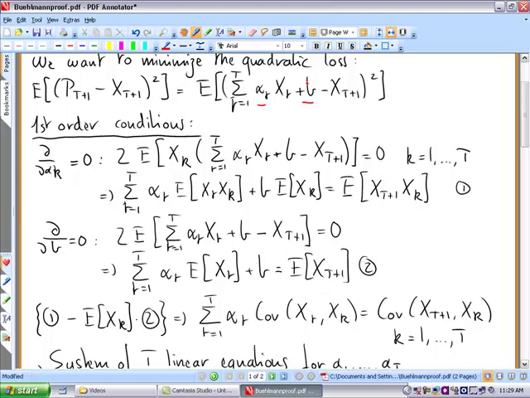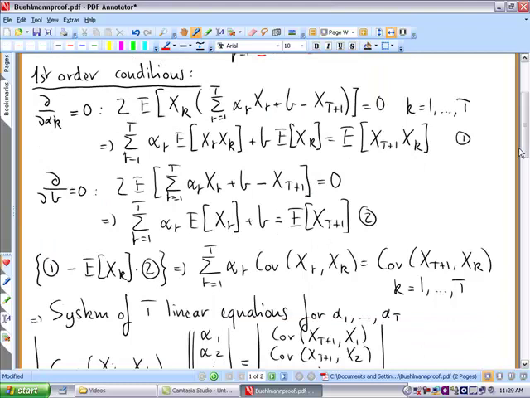Now if you take the derivative with respect to b, you have almost the same, but there's no coefficient in front of b, so you get this expression. Again, if you distribute the expected value in that expression, you get this equation. So what we do is we take this first equation minus the expected value of xk times this equation.